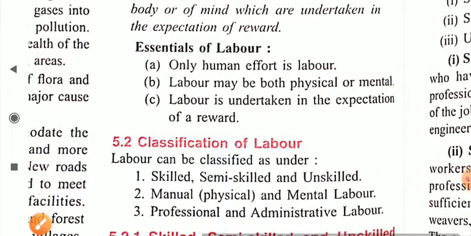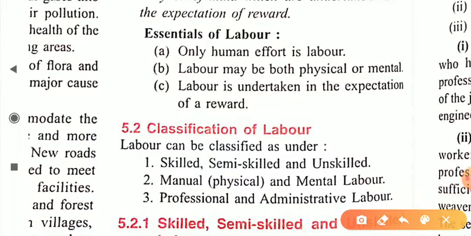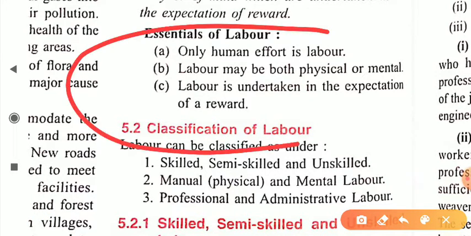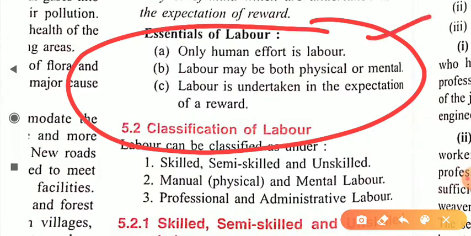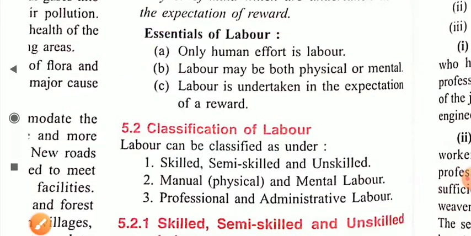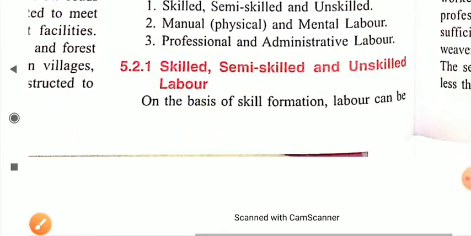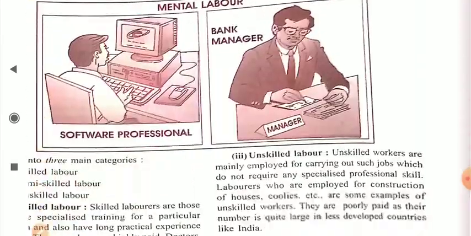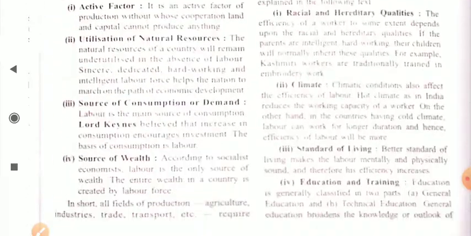Now, what are the essentials of labor, to become labor? First, only human effort is labor. Second, labor may be both physical and mental. Third, labor is undertaken in the expectation of reward. So these are the three main important points we have to keep in mind while discussing labor. Now let us move to our next point.